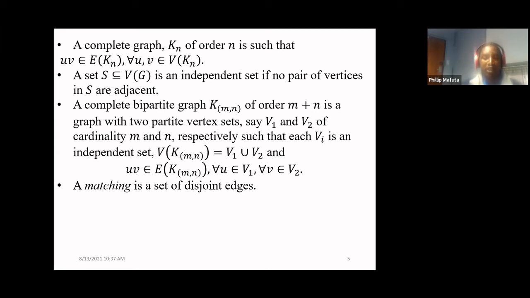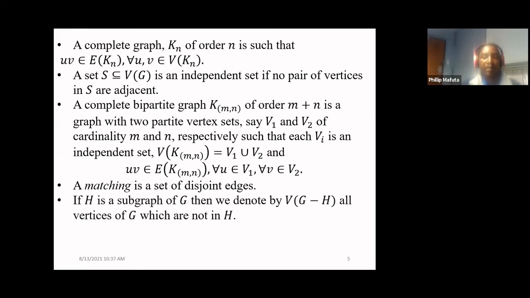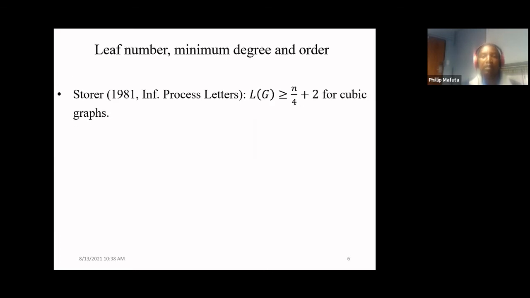A matching is a set of disjoint edges. This is another crucial notation which we shall be using. When you are given a subgraph H, we denote by V(G) minus H all vertices of G which are not in H. So this is another crucial thing.